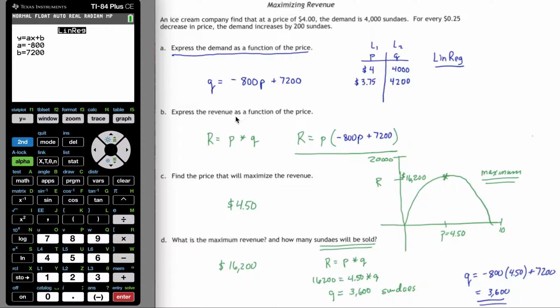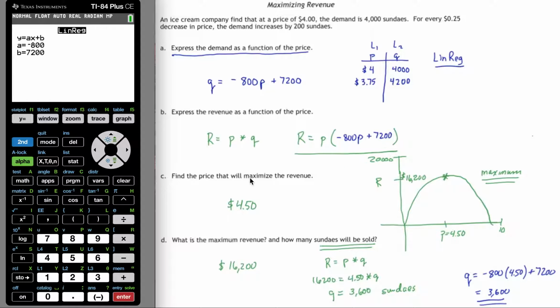Now the revenue, which is always price times quantity, we simply substitute in for Q what Q is equal to in the demand curve. So to express the revenue as a function of price, it's equal to price times quantity, but now we express the quantity as negative 800p plus 7,200. So this is my revenue function.